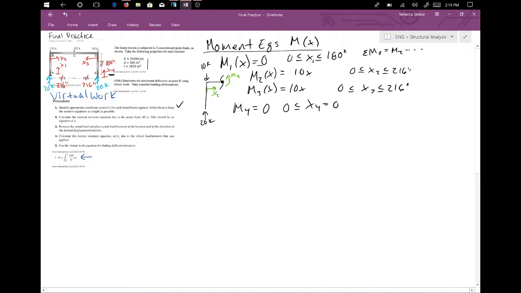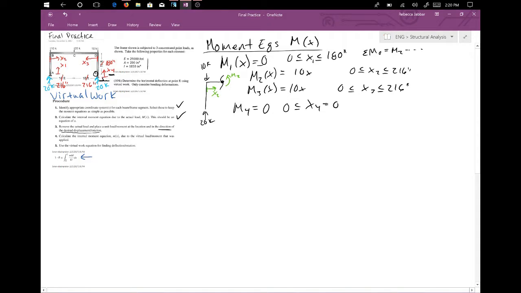Calculate internal moment equation due to actual load. Done this. Now what we're going to do is remove all of the real loads that are on there and apply a unit load in the direction of desired displacement. So if we look back at our question, what is it asking us to do? It's asking us to determine the horizontal deflection at point E. So this is our point E, and we'll choose the direction of the arrow to be what we think the direction of deflection will be. Just pick a positive deflection going that way.